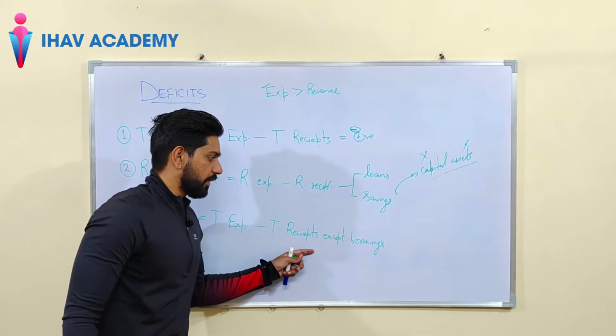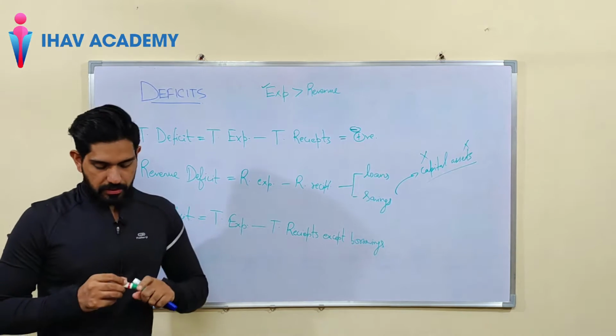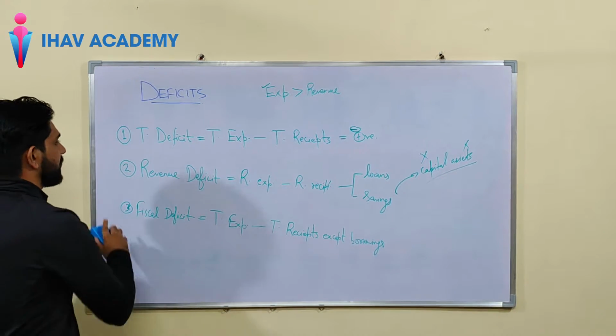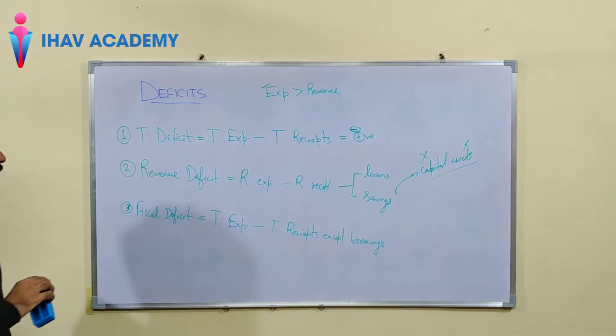Why are we excluding the borrowings? Let's see a mathematical calculation. इतना आप एक बार एब्जॉर्व कर लीजिए, हट जाता हूँ मैं.